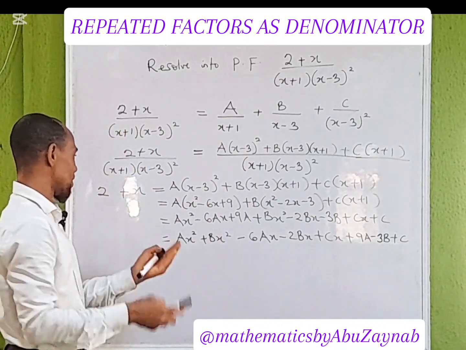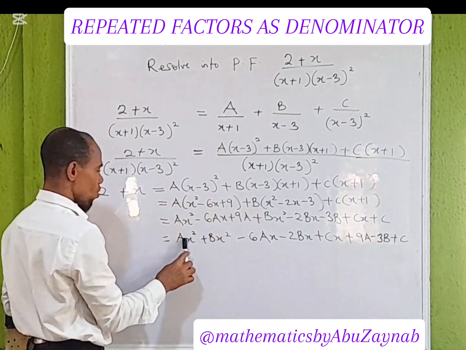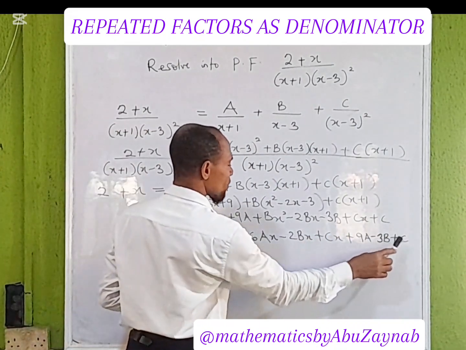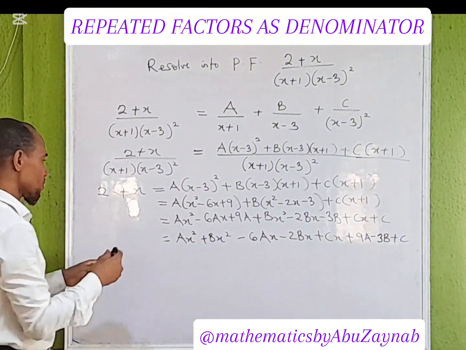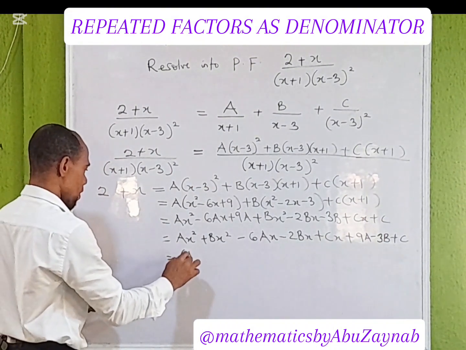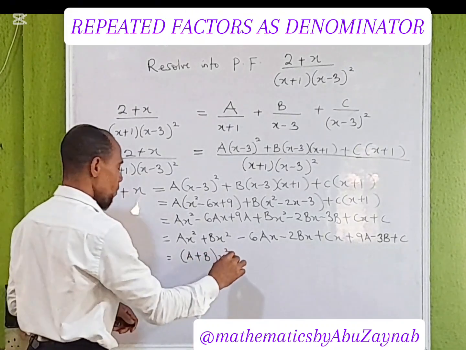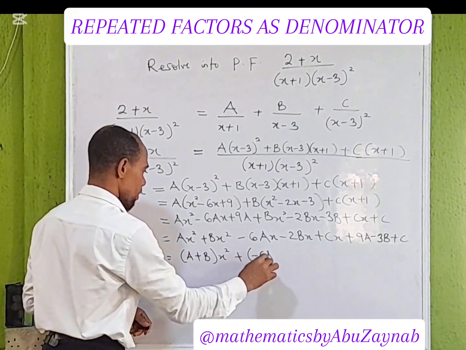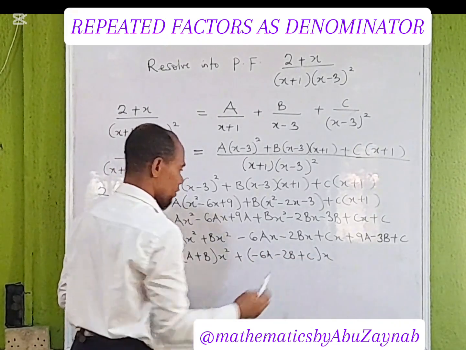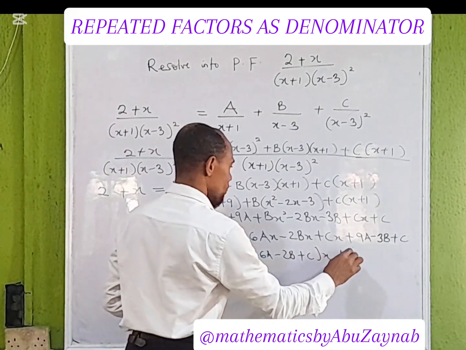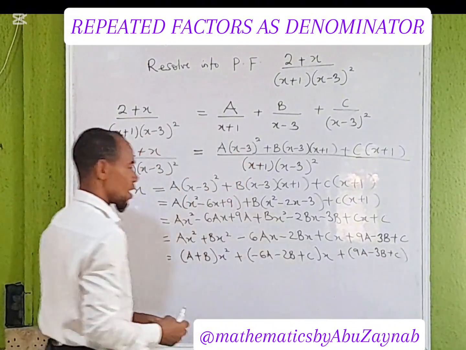So as a way of check and balance, we have how many terms here? 1, 2, 3, 4, 5, 6, 7, 8. Likewise here, 1, 2, 3, 4, 5, 6, 7, 8. So we are in order, to be sure you have not left out a very important aspect of it. The next thing we do is to factorize. So we have (A + B) all x², then plus (-6A - 2B + C) x, factorizing x there, and lastly the constant, 9A - 3B + C. They have no x attached. That's why they are constants.